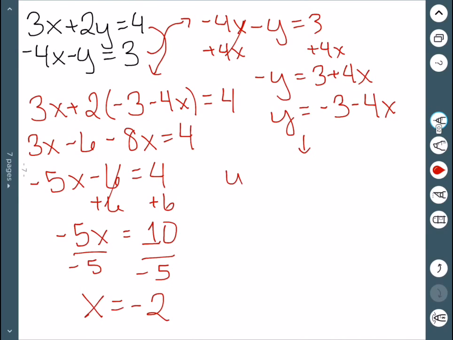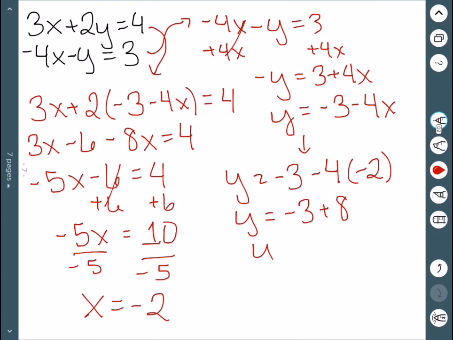We can then use this expression for y to solve for y. -3 minus 4 times x, which we just found to be -2. That gives us -3 plus 8, so y is equal to 5. Therefore, my solution, -2, 5.